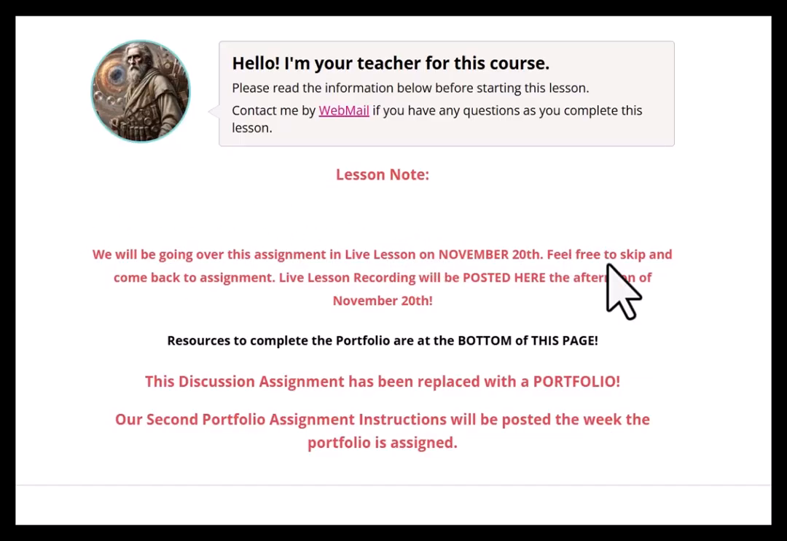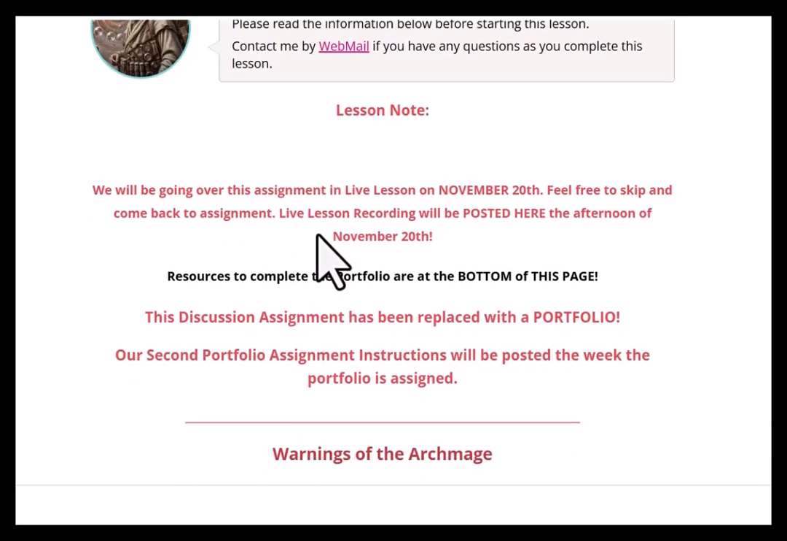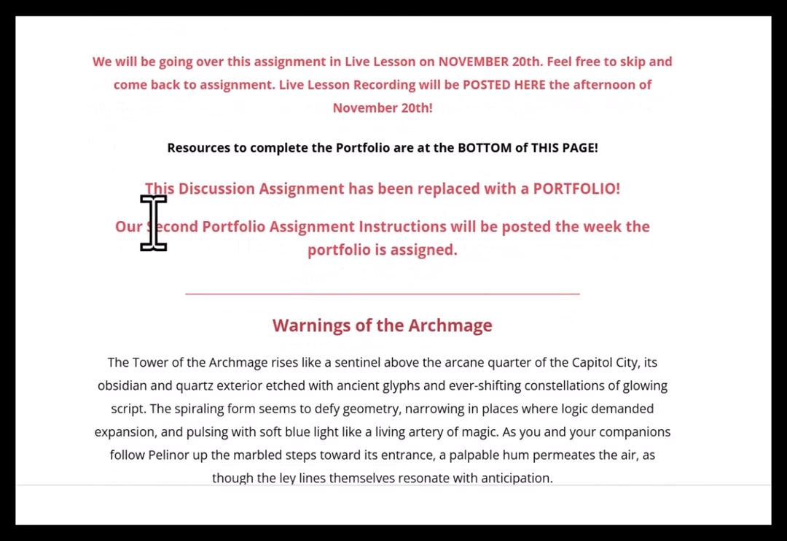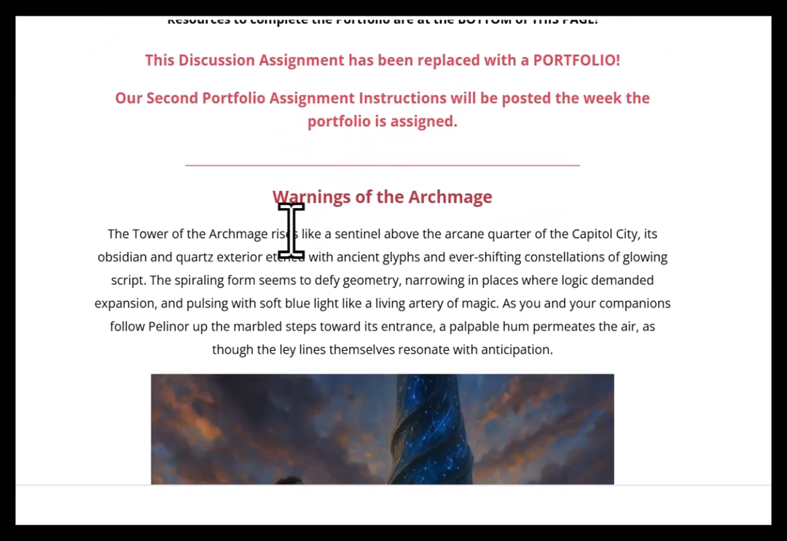On November 20th, we'll be going over this live in the live lesson. If you want to wait to do this until that day, feel free to do so. If it's after November 20th, then I will post that recording here on the live lesson page as well. If it's after November 20th, it should already be there. So if you want to skip and come back to this after the live lesson on the 20th of November, that's fine. It says the discussion assignment has been replaced with the portfolio.